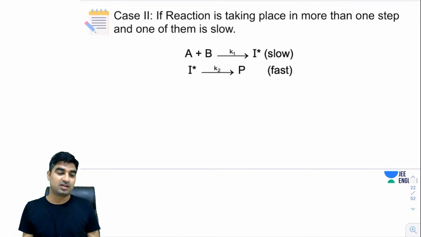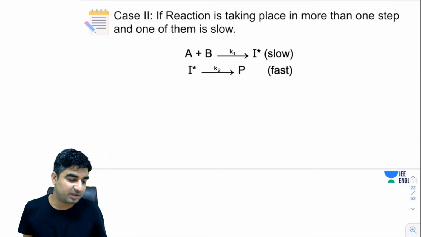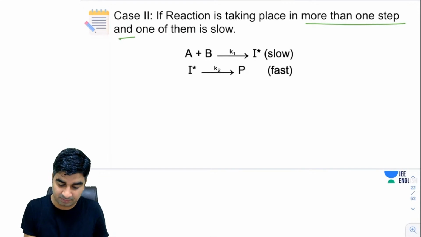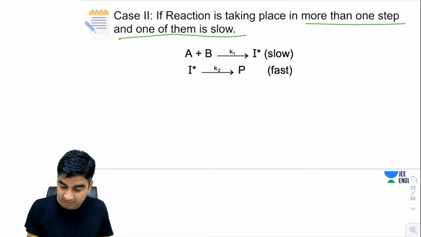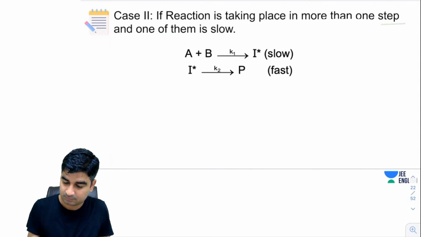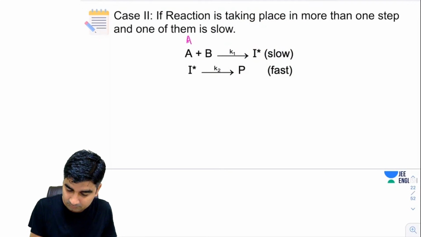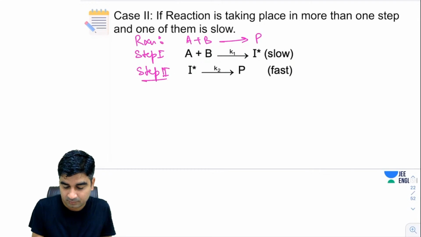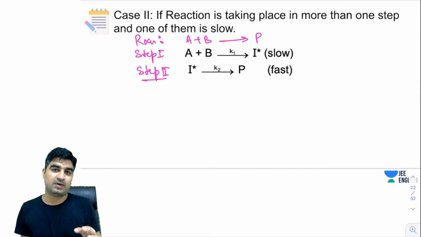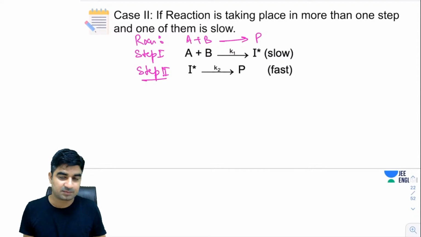So let's move to the case number 2. If a reaction takes place in more than one step, yes, steady state will come definitely. In case 3 it will come. Don't worry, I will discuss it with you. If a reaction is taking place in more than one step and one of them is slow, now what will happen? Now there is a reaction. Let me take A plus B giving you P. So this is the reaction and these are the steps. Step 1, step 2. So I have already told you there is one fast, one slow. So tell me, what will be the order?